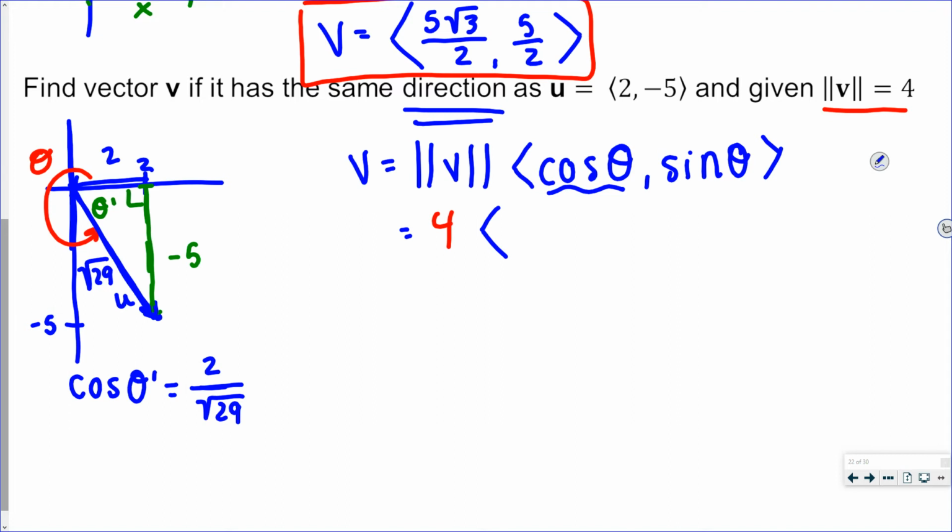Okay, so you can rationalize it from here, or you can wait to the end. I'll just go ahead and rationalize it. So the cosine of theta is 2 root 29 over 29.